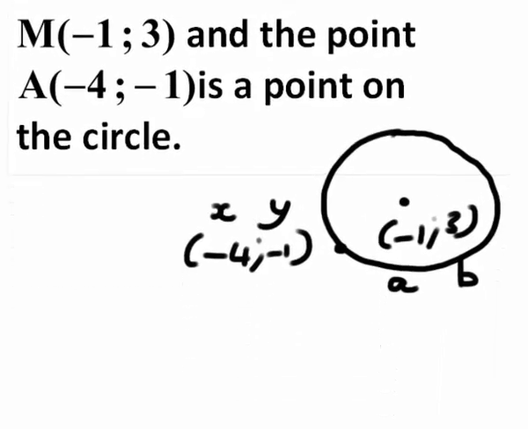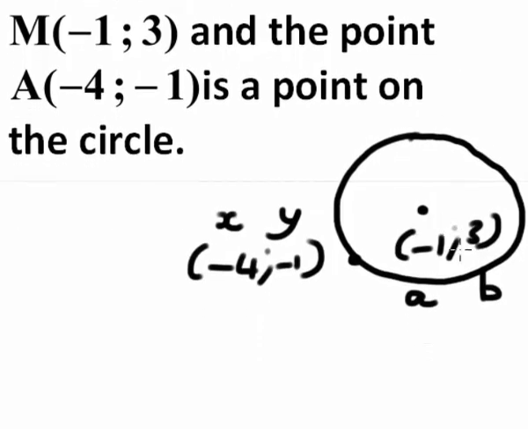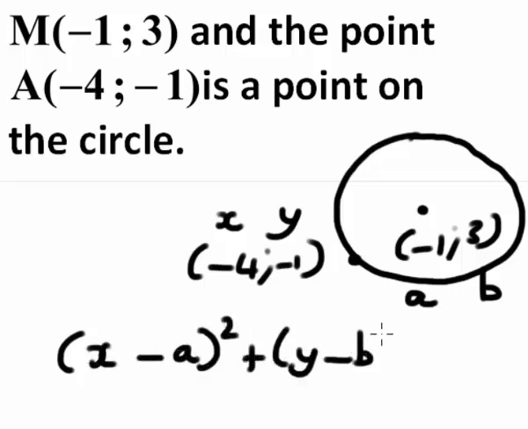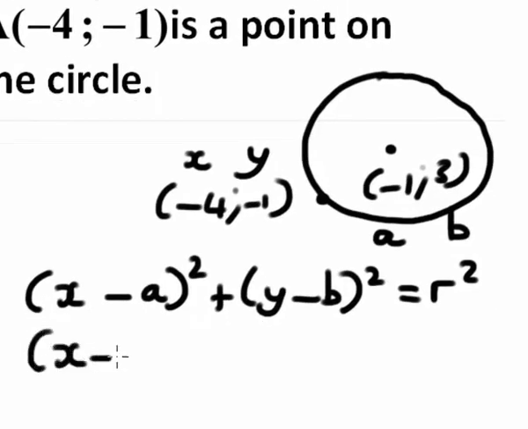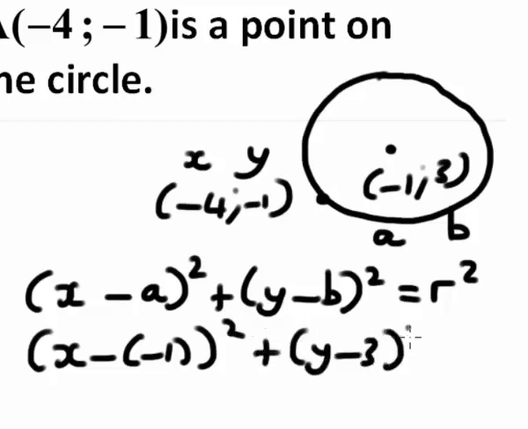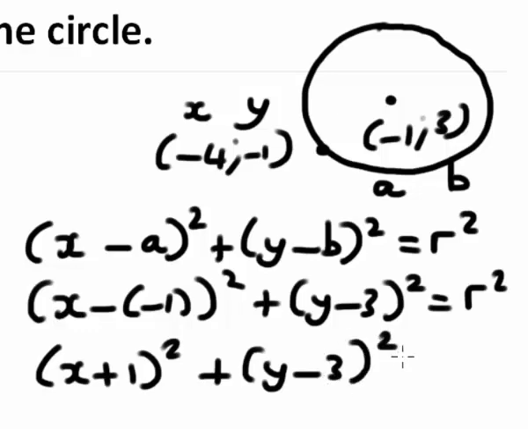So how do we then get the equation of this circle? Determine the equation of the circle with center -1, 3, and then we've got -4, -1 there. Great. So we can say x minus a squared plus y minus b squared is equal to r squared. So the a is -1. If you think about it, it's x minus -1 all squared plus y minus 3 all squared is r squared. Now the nice thing is this is actually x plus 1 squared plus y minus 3 squared is r squared.